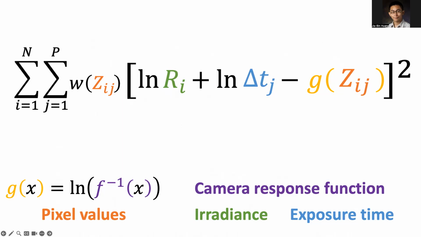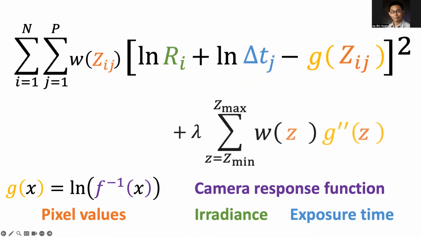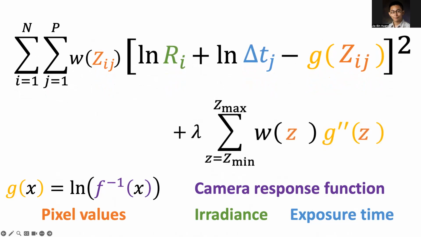So you have a weighting term that looks like this, right? If the pixel value is close to 128, it means that it's well exposed, so those pixels are more trusted. All right. And then you can have some regularization on the second order.